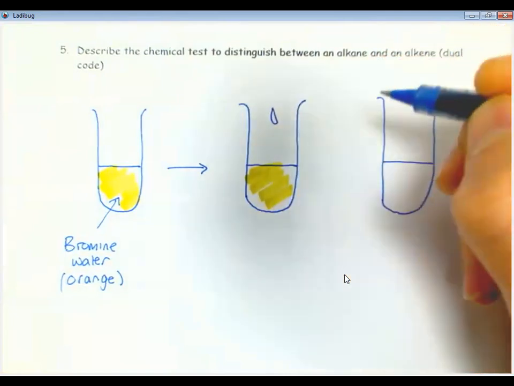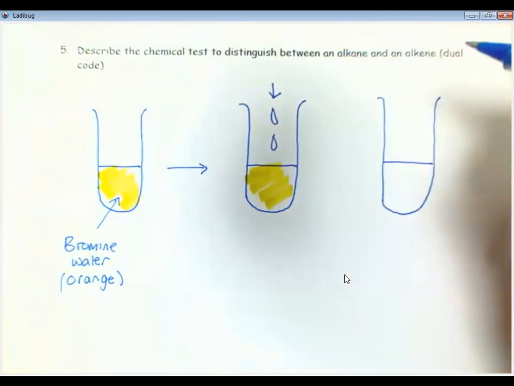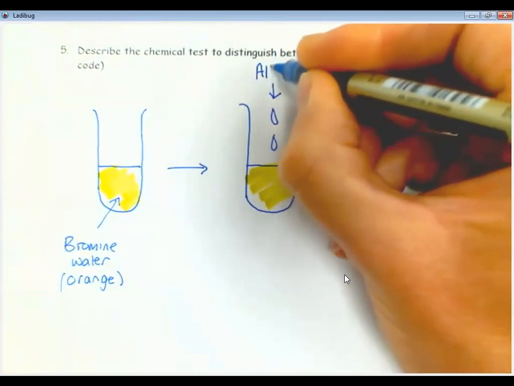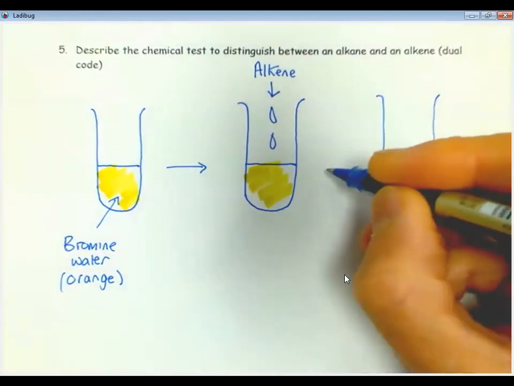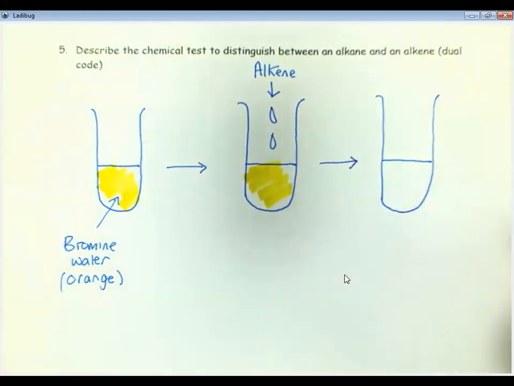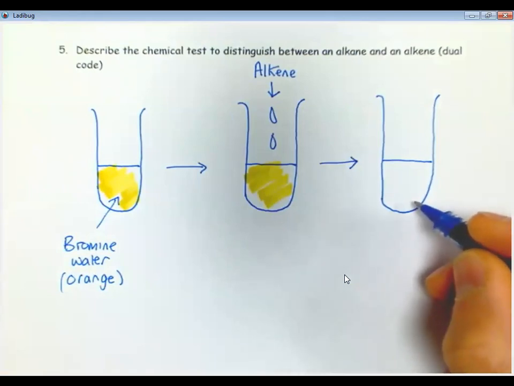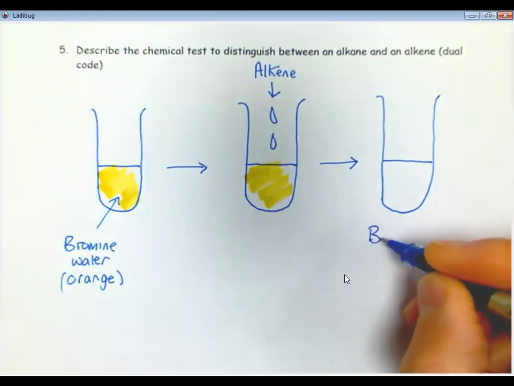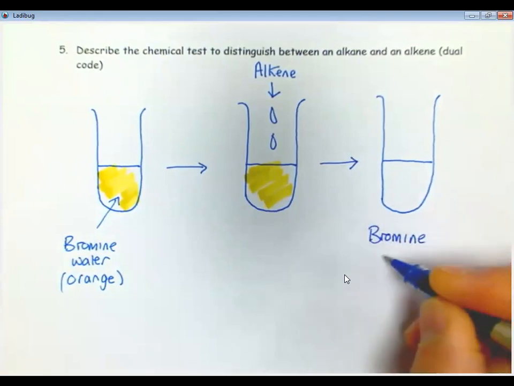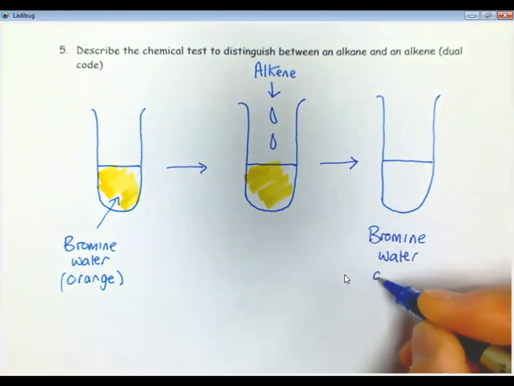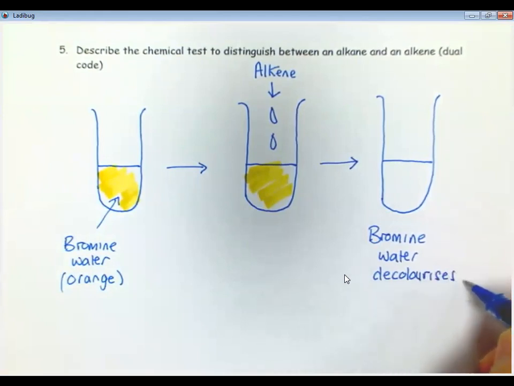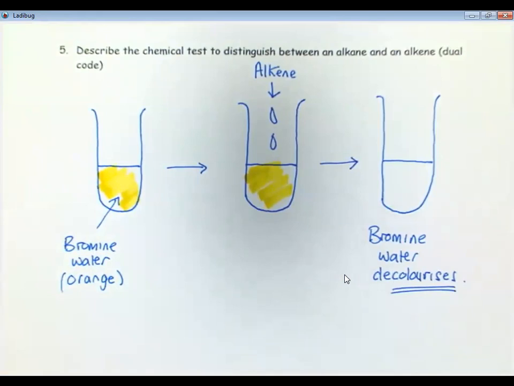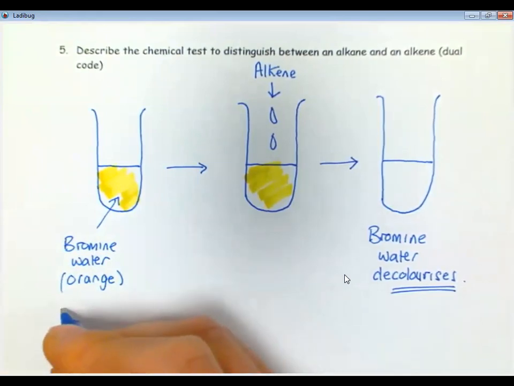Now the next step is that we take our bromine water, which is still here, and we put in drops of the alkene. So this would be the alkene dropped in. And because it's an alkene, it causes the bromine water to lose its colour. So we write underneath, bromine water decolorizes.